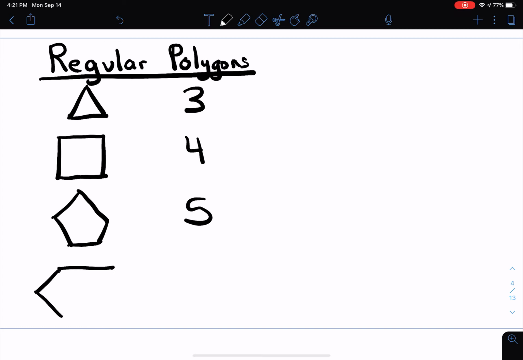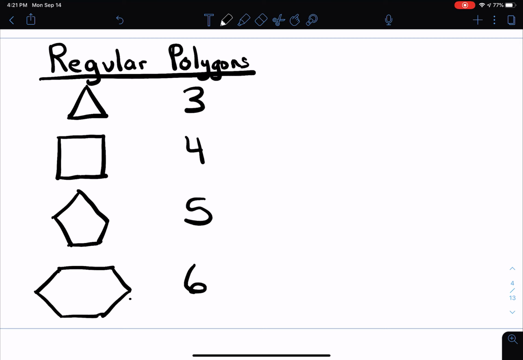Regular hexagon has 6 sides, 6 angles, and so forth. You have a heptagon that has 7, an octagon that has 8, nonagon has 9, decagon has 10. You can go high. You can go as high as you want.